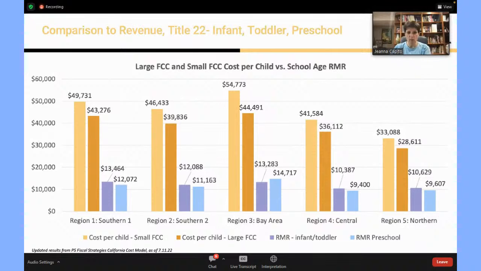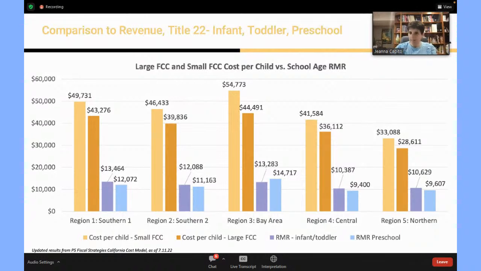The small home is the lighter yellow bar, the expense for the small home. The large home expense is the darker yellow, the more golden color. So the expenses are the two taller bars, and again, they're laid out by the 5 regions. Then the purple and blue bars, which are much shorter on the chart, are the available revenues. The available revenue via the regional market rate for an infant is the purple column in all the regions, and the available revenue for a preschooler is the blue column, again, in all regions.